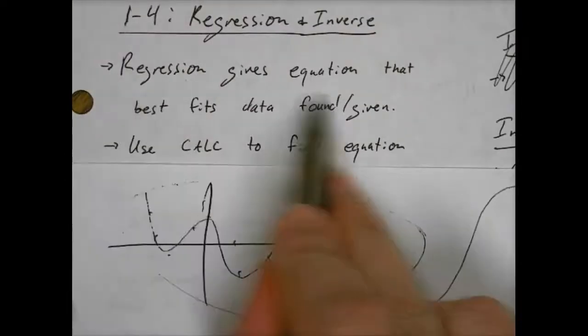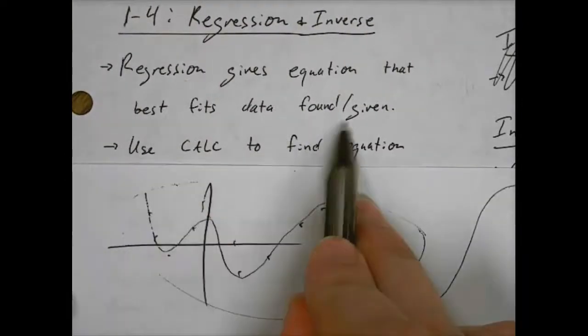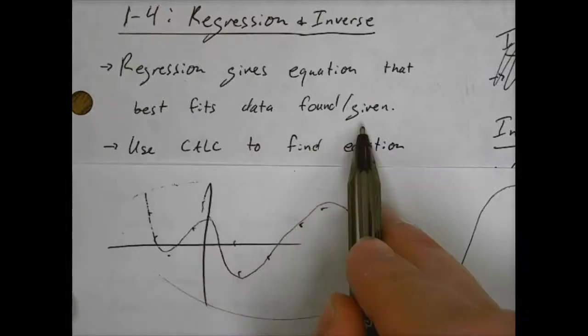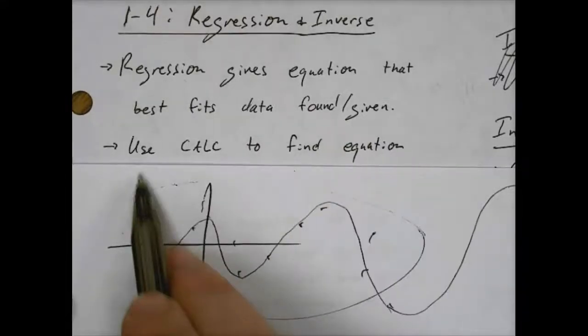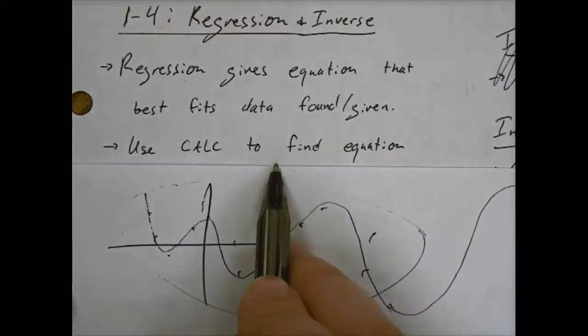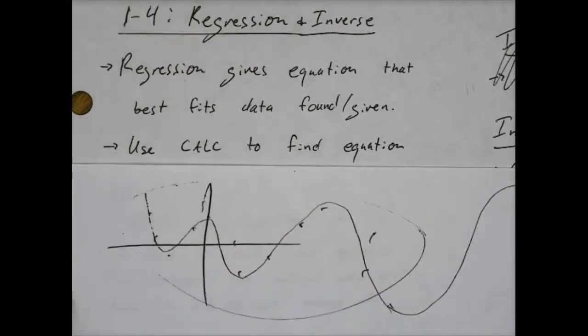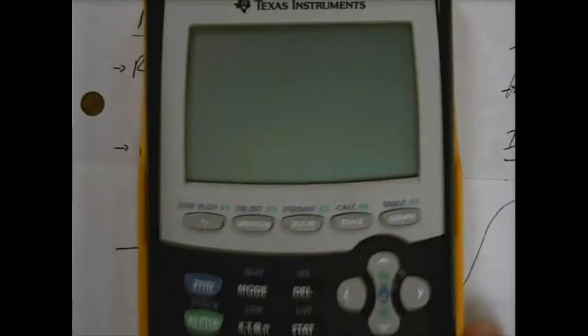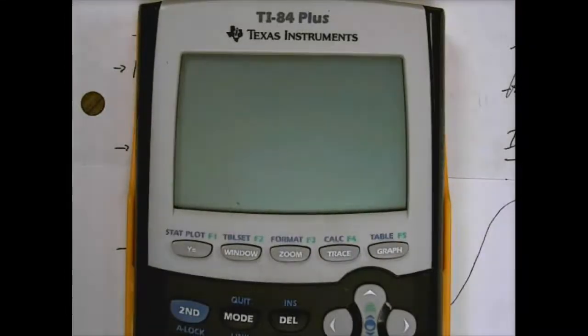Like I said, regression gives us an equation that best fits data that we have either found or been given. We'll use a calculator to find this equation every single time. I'm going to do it on a TI-84 Plus, which is what we have in my classroom. This works the same way on TI-83s, so I will walk you through the steps. Just make sure that you pay attention when I'm walking you through the steps. All right, here we go.